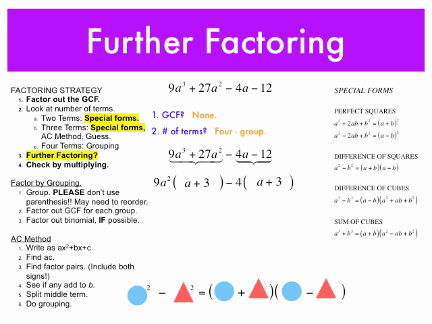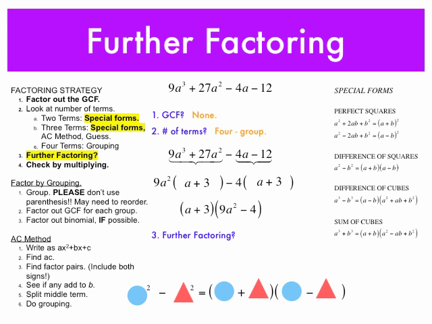Now I know my grouping worked because my binomials match. The stuff in the parentheses is the same. Don't keep going if those don't match. So I pull that common a plus 3 out front and write 9a squared minus 4. Now, the next thing in my factoring strategy says to look for further factoring.